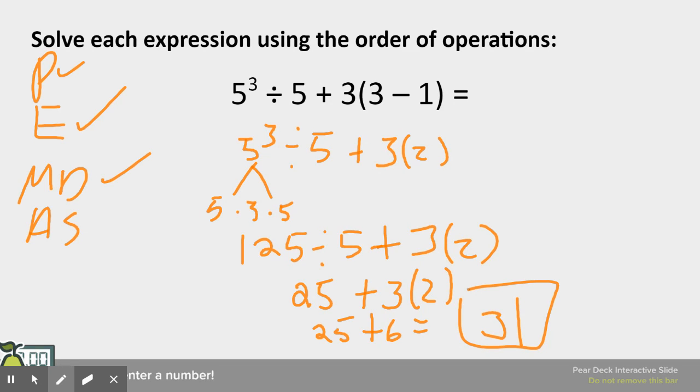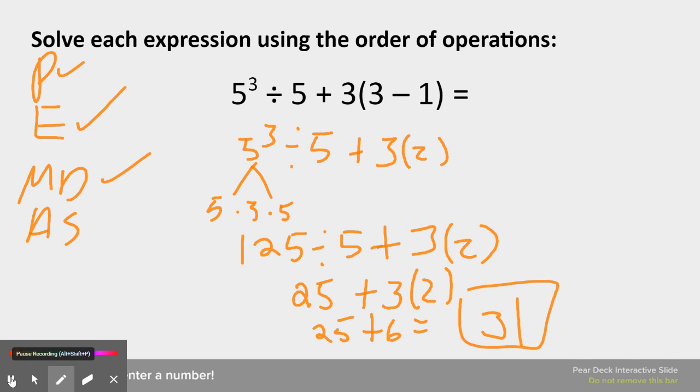So the big thing about order of operations is just practicing, okay? And remembering how exponents work. That's going to be the main issue. It's going to be your exponents. I would say exponents and then working left to right when we have division, multiplication, or addition and subtraction.